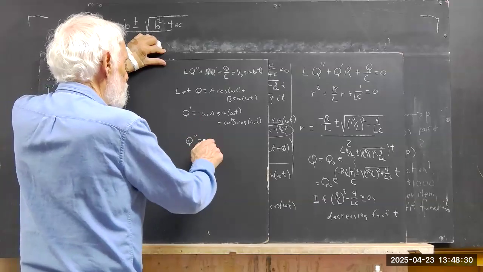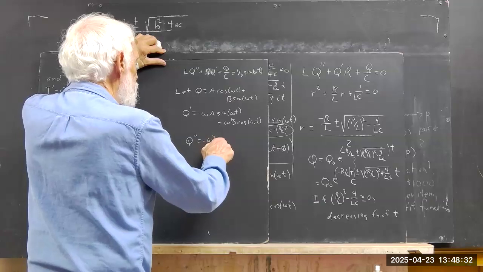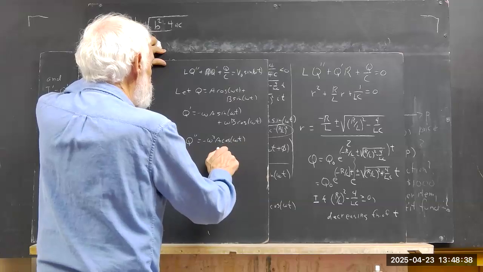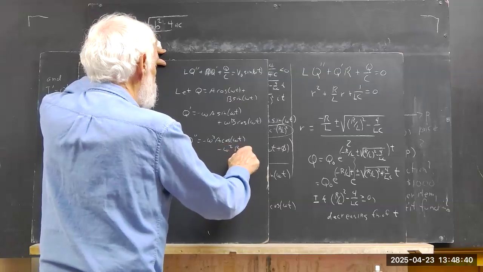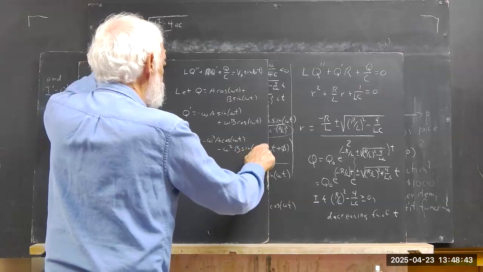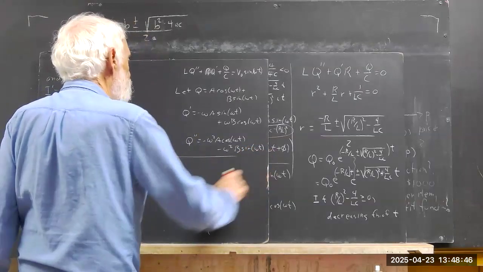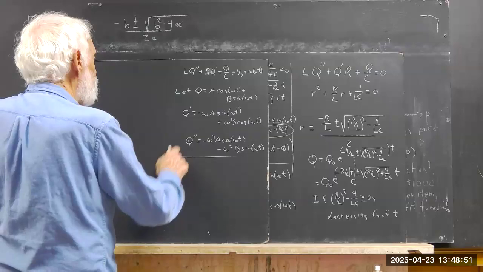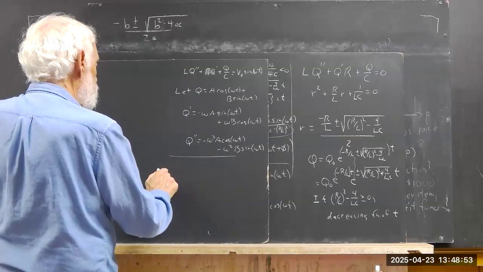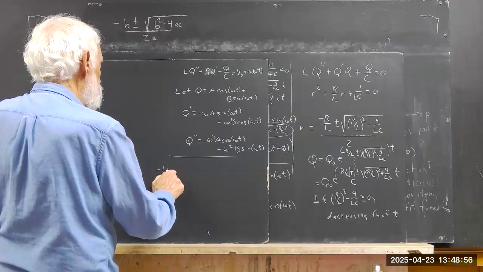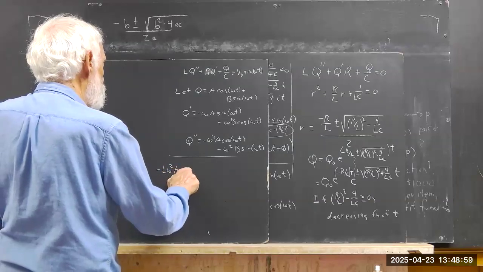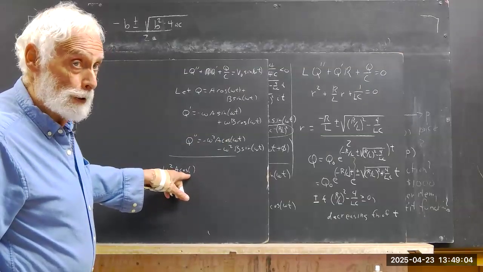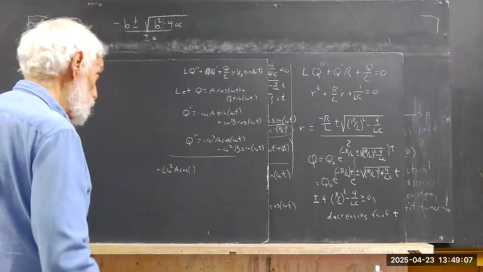Then you've got Q double prime, which is negative omega squared A cosine of omega t minus omega squared B sine of omega t. So now your equation becomes L Q double prime. I'm not going to keep writing out the omega t. I'm just going to use parentheses, but we know omega t goes in every set of parentheses.